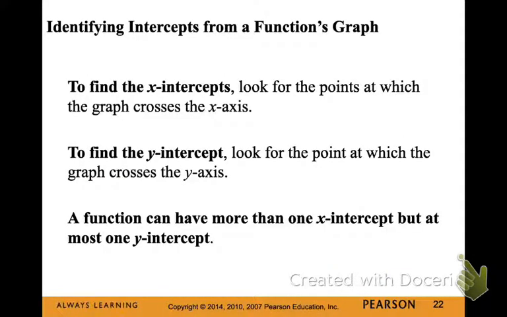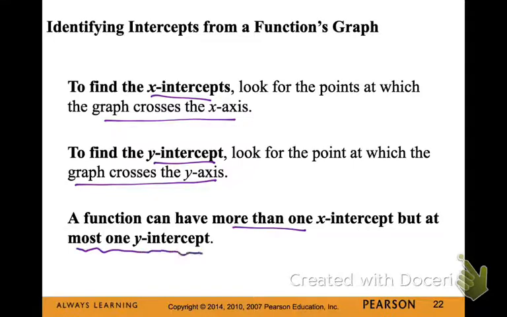To identify the x-intercepts or y-intercepts from a function's graph, you're going to look at the points at which the graph crosses the x-axis and then the points at which it crosses the y-axis. A function can have more than one x-intercept, but not more than one y-intercept. Then it would not be a function.